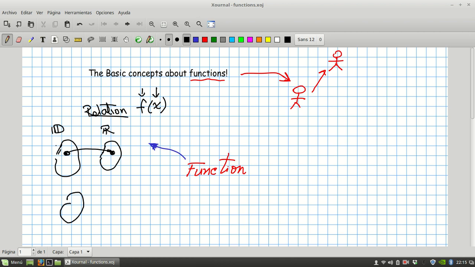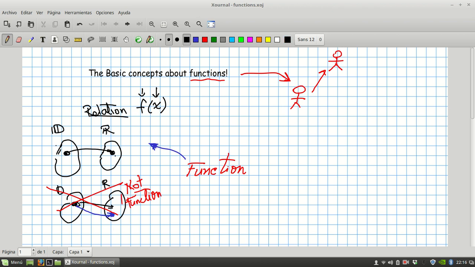For example, what happens if we have this domain here and range here, and it happens that this element of the domain goes to two elements of range? If this happens, I'm sorry to tell you that it's not a function. Why is it not a function? Because the function should have one element of the domain to one element of the range.